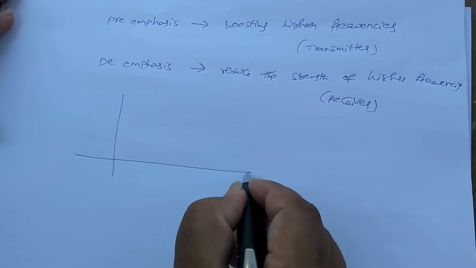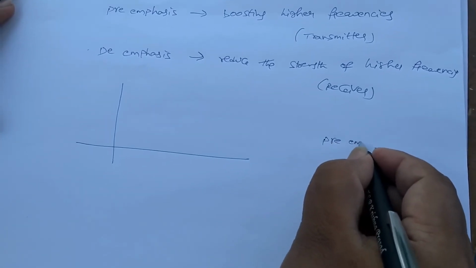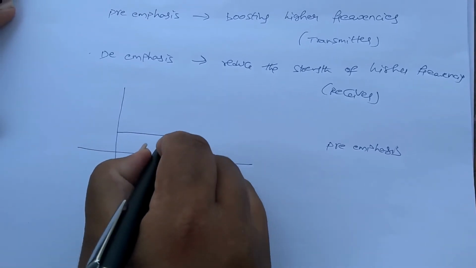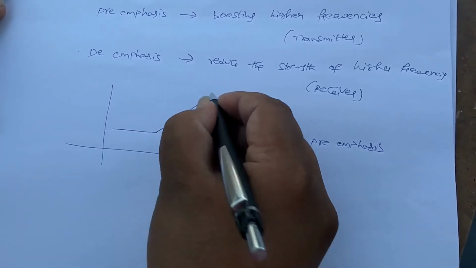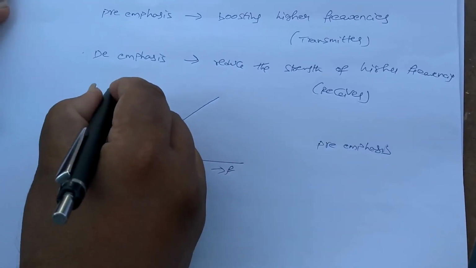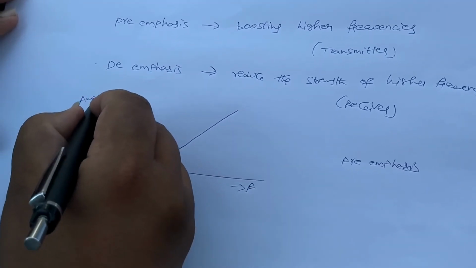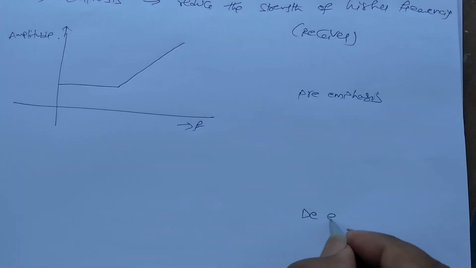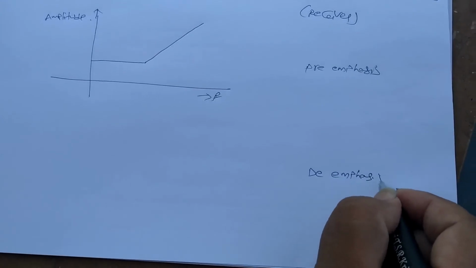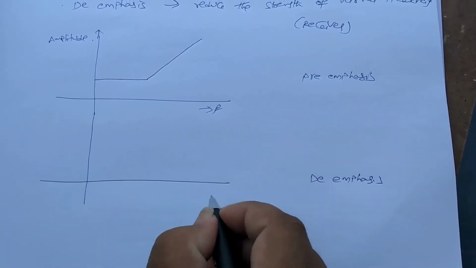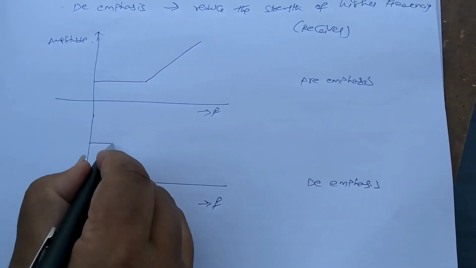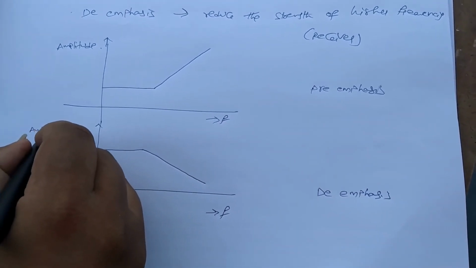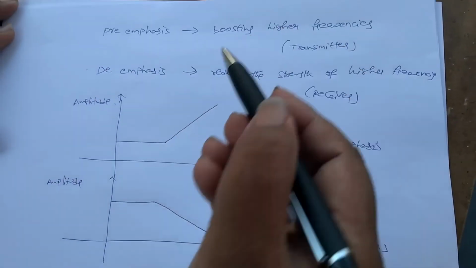Now the transfer curve for the pre-emphasis is that lower frequencies are maintained the same and higher frequencies are increased. This is the frequency axis and this is the amplitude. The corresponding representation for de-emphasis is that we maintain the lower frequencies as they are, and we decrease the higher frequencies. This is the amplitude. It is a basic requirement according to this representation.